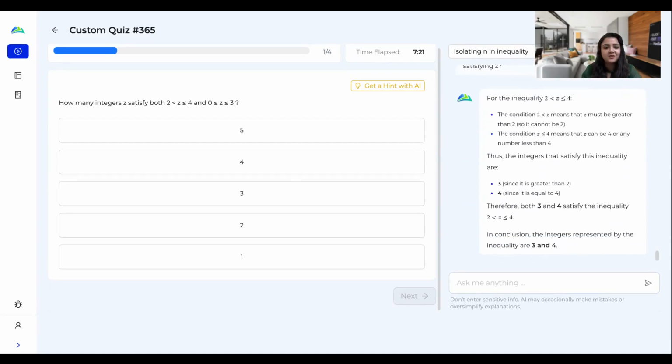Yes, we are right. What about z lying between 0 and 3, both included? Now that you understand, for z between 0 and 3, 0, 1, 2, and 3, all of them are included. Let's validate it. 0, 1, 2, 3.